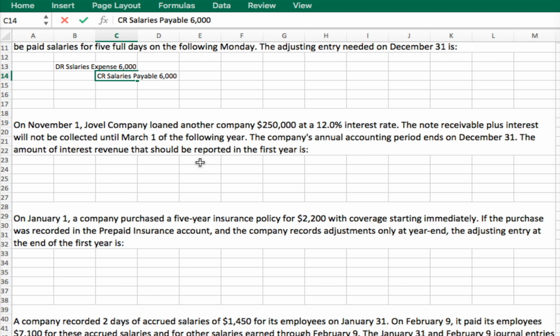November 1st, Jovel Company loaned another company $250,000 at a 12% interest rate. The note receivable plus interest will not be collected until March 1st of the following year. The company's annual accounting period ends on December 31st. What is the amount of interest revenue that should be reported in the first year?